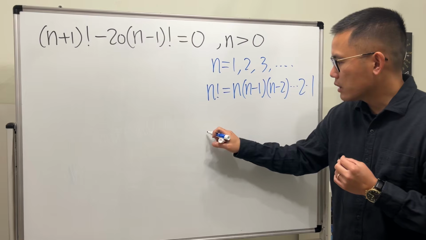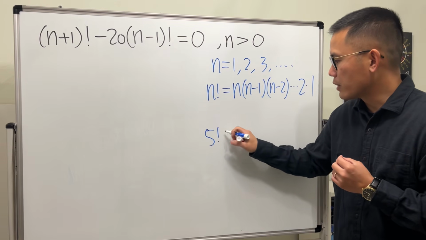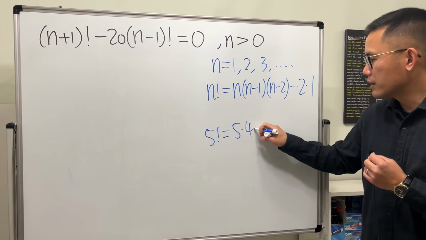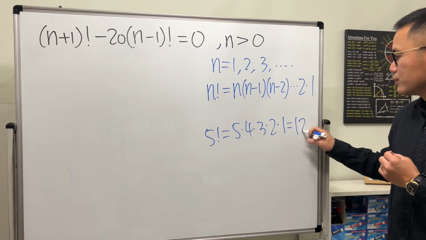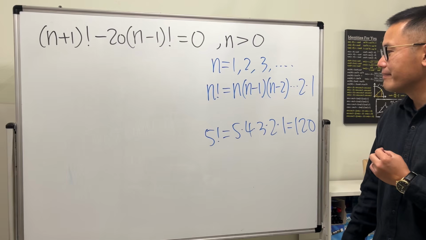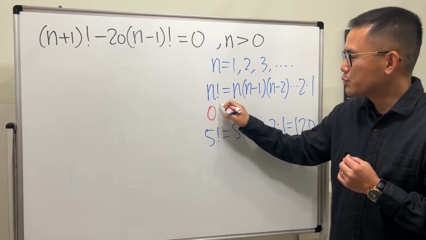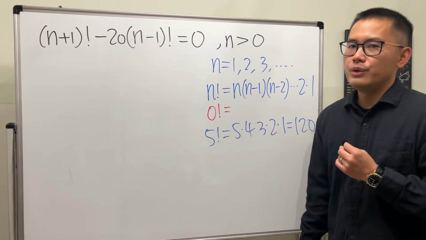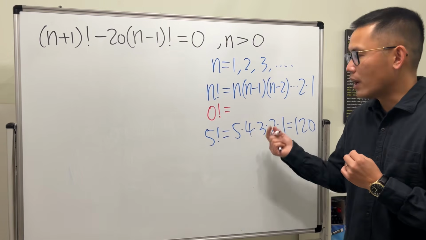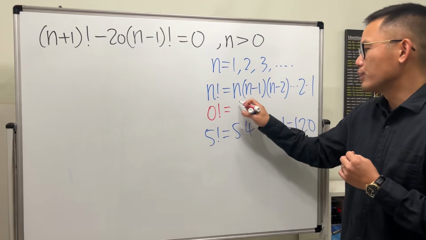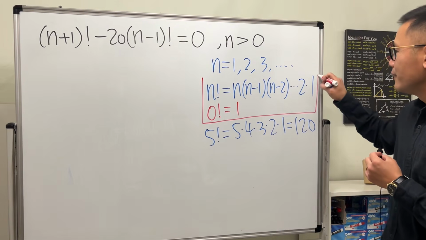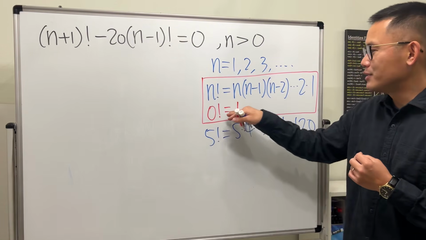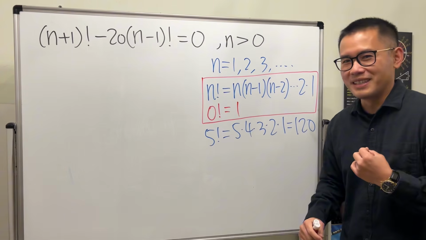So, real quick, for example, if you have 5 factorial, this is just 5 times 4 times 3 times 2 times 1. Work that out, you will get 120. Now, if you have 0 factorial, you can say by definition this is equal to 1, or by pattern this is equal to 1, however you want to say it. If you want to see a better explanation on that, that will be another topic for another video.